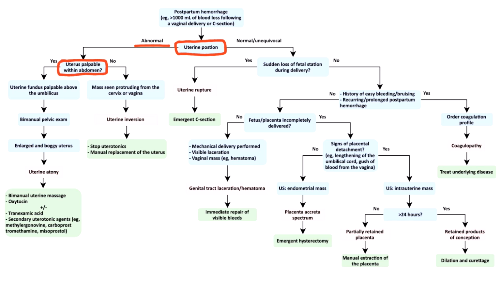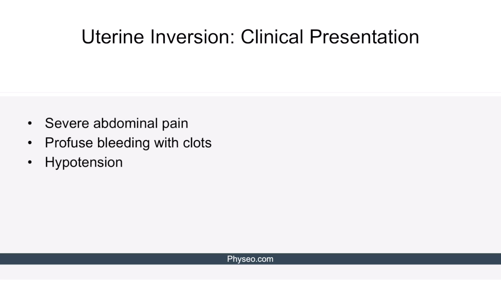For patients with uterine inversion, the uterine position will be abnormal, so the uterus will not be palpable within the abdomen. Instead, a mass will be seen protruding from the cervix or the vagina. As this diagnosis is sometimes confused with a prolapsing fibroid, the inability to palpate the uterine fundus is critical to making the diagnosis. In some circumstances, the uterus may fold in on itself, but not be protruding through the cervix or prolapsing with the vagina.